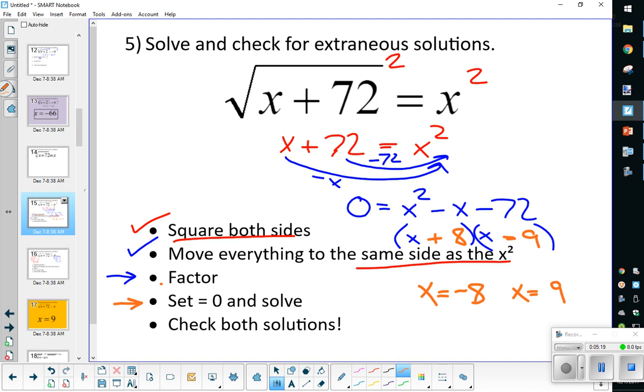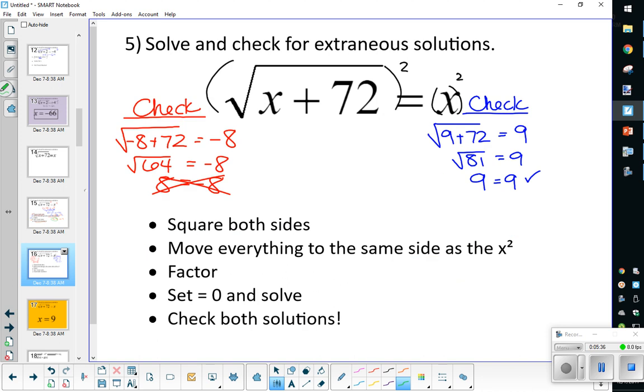I set it equal to 0 and solve. The last thing you got to do is check both solutions. One of those is going to work, and one of them is not going to work. Anybody got an idea on which one's not going to work? The -8. The negative normally is the one that doesn't work, and the reason the negative is the one that's not going to work is because when I plug a -8 back in, okay, I'm plugging in both numbers.